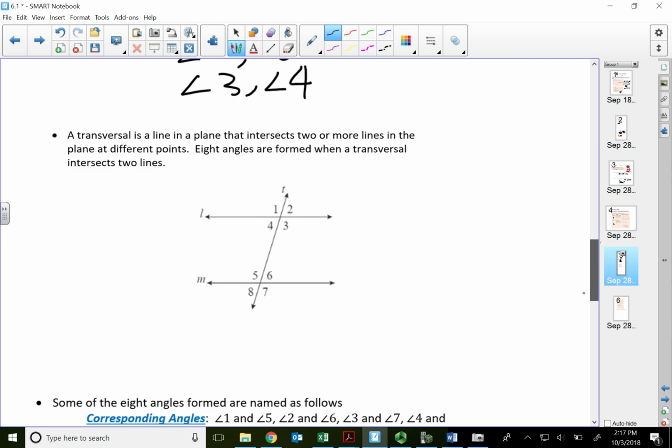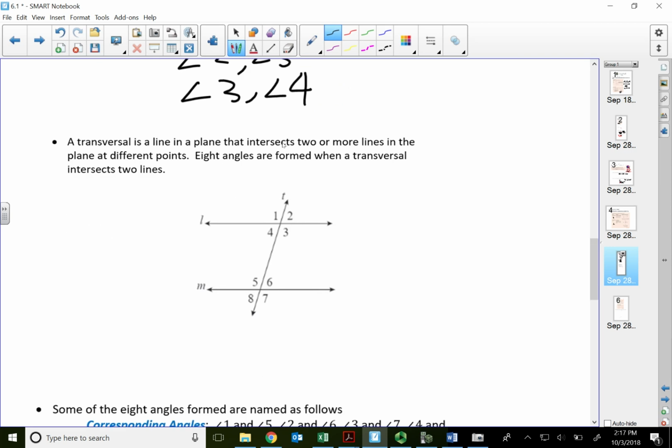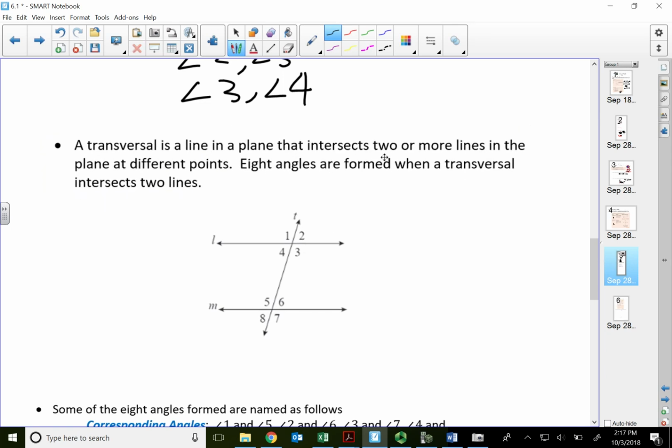All right. So this concept, a transversal: what is so-called a transversal is referring to a line in the plane that will intersect 2 or more lines in the same plane at different points. 8 angles are actually formed when the transversal intersects 2 lines. So here I got line L and line M. This letter T is referring to the transversal. When the transversal is intersecting with these 2 lines, 8 angles are actually formed.